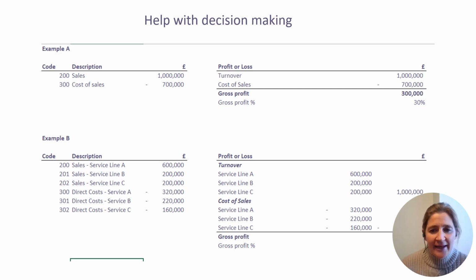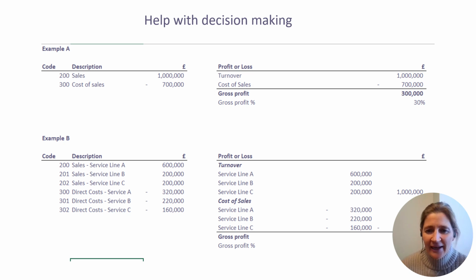And as you can see, if you look over on the right-hand side in terms of the profit or loss, for service line A, B, and C, you've then got the different costs allocated. You're going to have to do a bit of mental arithmetic here, but you can see that service line A, 600, has cost of sales of 320. So that is a profit of 280,000 that is contributing. Service line B, however, has sales of 200, but you can see that it's got costs of 220.